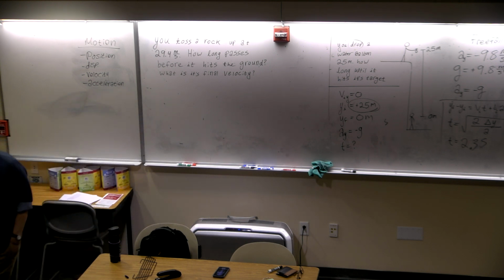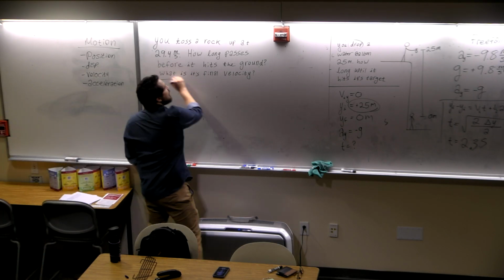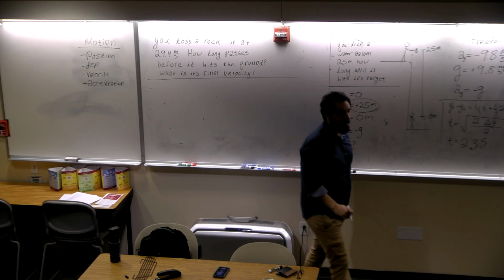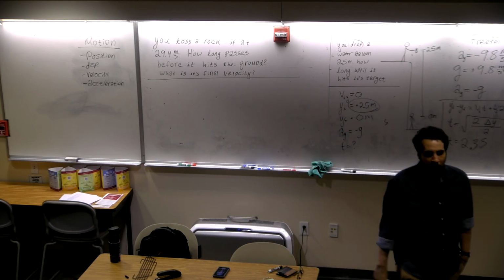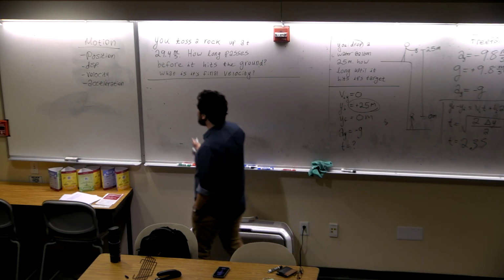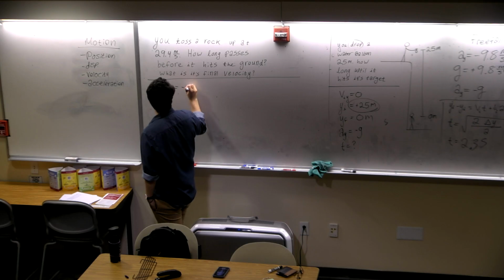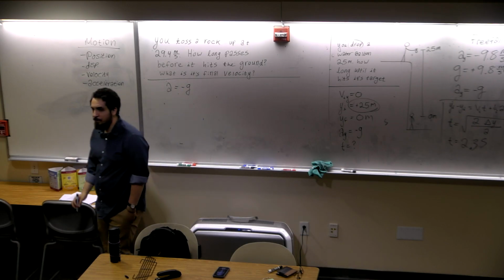All right, then we look at another problem perhaps. Let's say we toss a rock upwards at 29.4 meters per second. Question is, how much time passes before it hits the ground? Well, in analyzing this problem, it's another kinematics problem, with the acceleration being negative g.